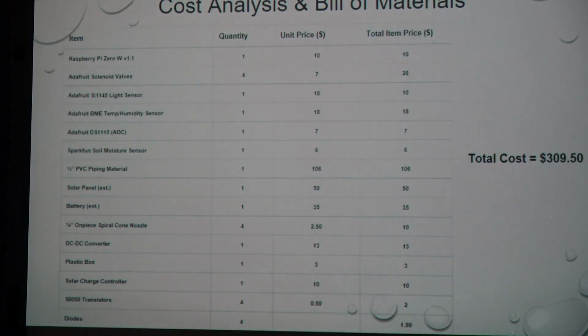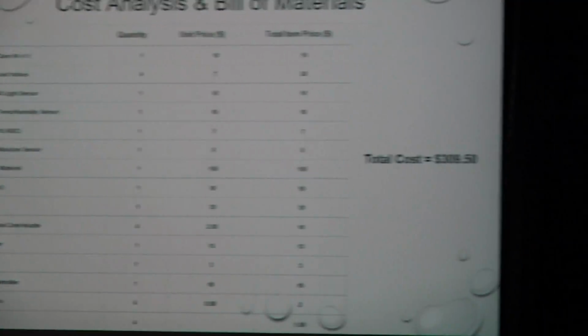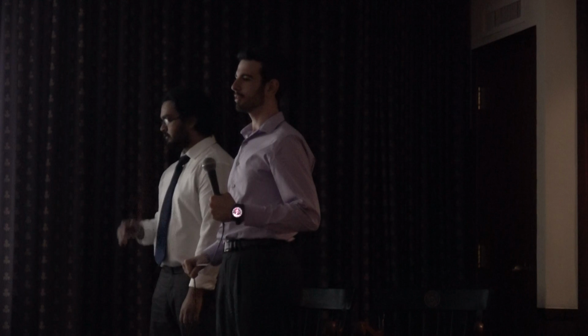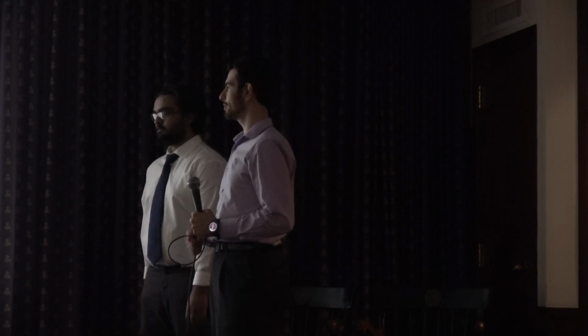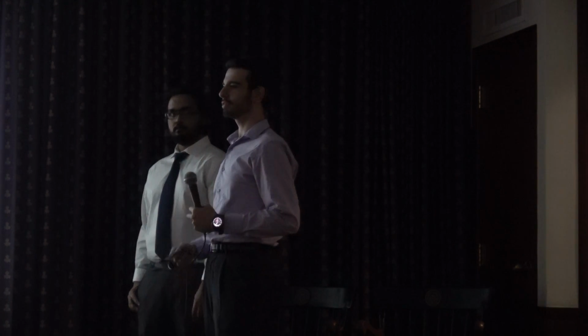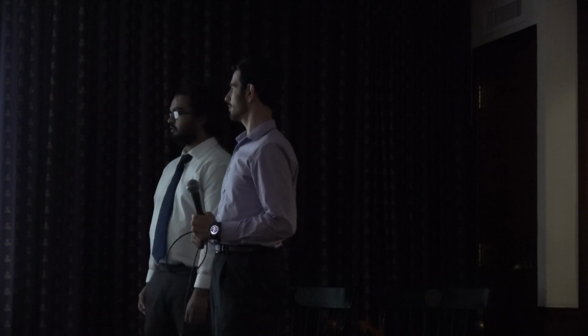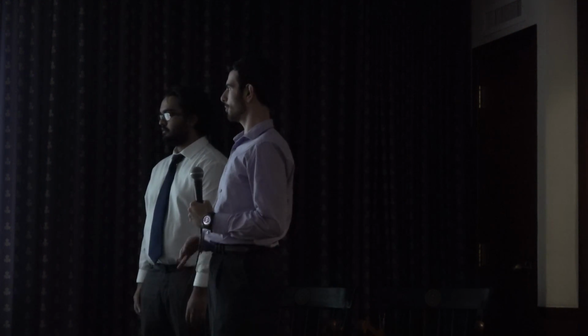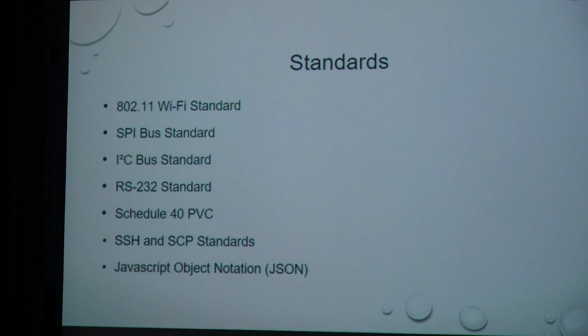This is our bill of materials. Our total cost came to $309. The reason it was over budget was because certain things were more expensive than we thought they would be, and we needed more things than we thought we would. So that's why it came over budget.